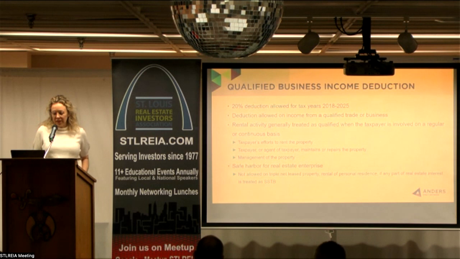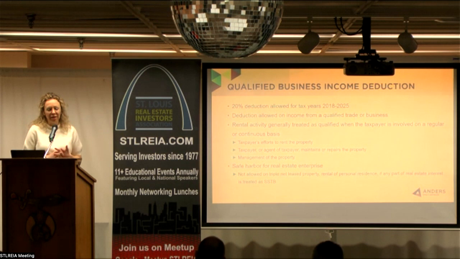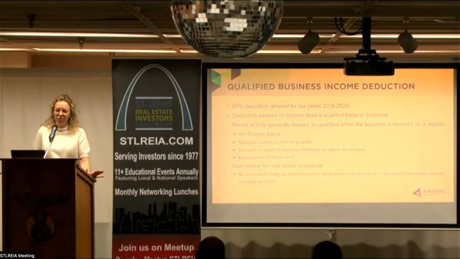One thing to note is that there are certain types of properties that just don't qualify for this deduction. So if you've got a property under a triple net lease, or you're renting out part of your residence, your personal residence, let's say you have a vacation home in Florida or something. And then if any part of your real estate interest is treated as a specified service trade or business, I'm not going to go into the rules around that. Just know that that is a separate test, and it might disqualify your rental activity from this deduction.